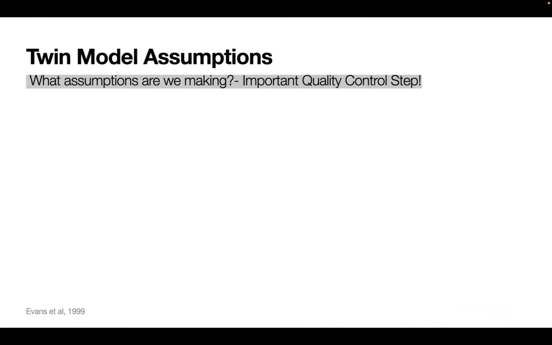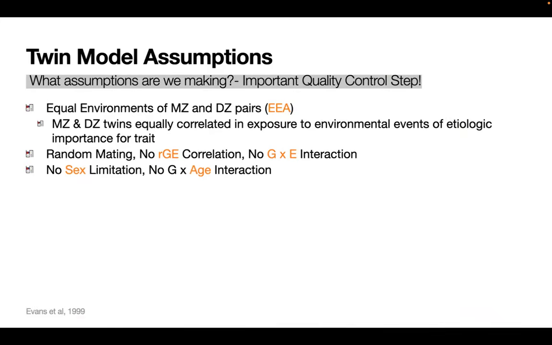So let's move on to some of the assumptions made in the classical twin design. And I'm just listing the most important ones here. First of all, of course, is the equal environments assumption. And this assumption states that MZ and DZ twins are equally correlated in their exposure to environmental events of etiologic importance for the trait. So only those environmental factors that actually contribute to the trait are expected to have the same effect on MZ and DZ twins.